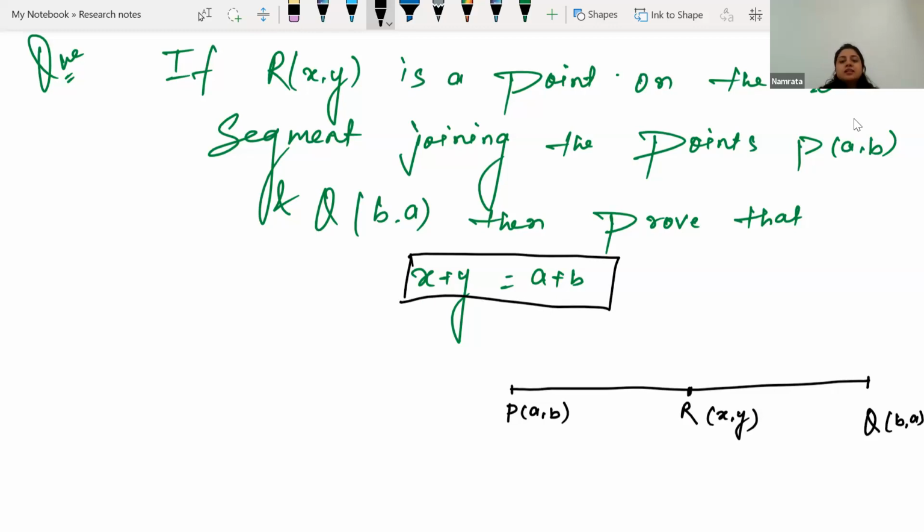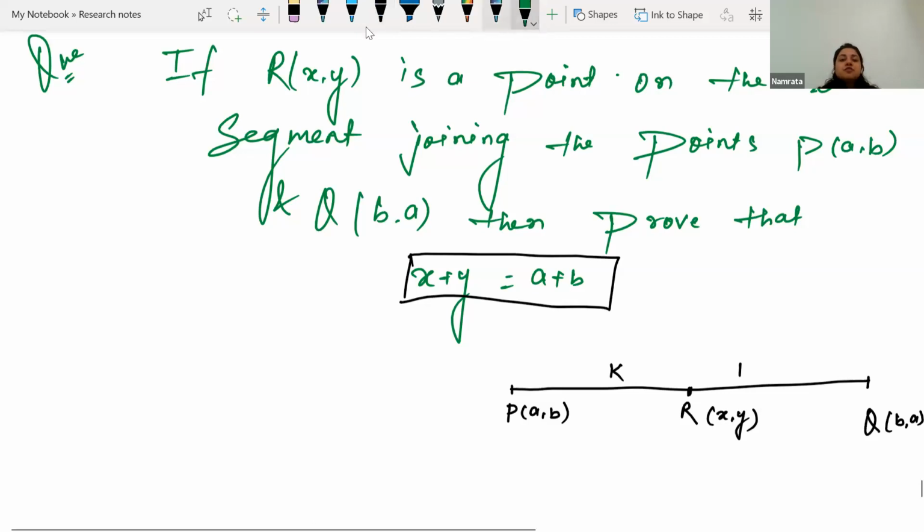So let's say this R is dividing this line segment internally in the ratio k is to 1. Let's say it is the point whose coordinate is (x, y). It is dividing the line segment PQ in the ratio k is to 1. We don't know what k is. Now internally it's dividing, that's what we are taking.